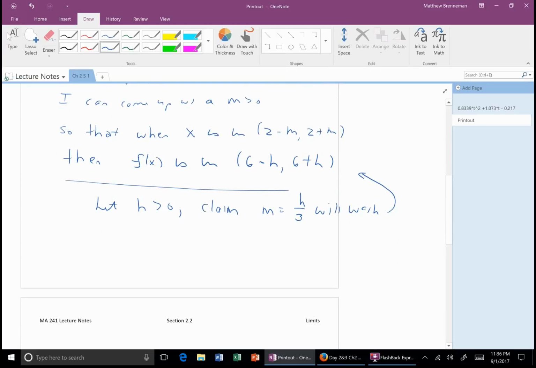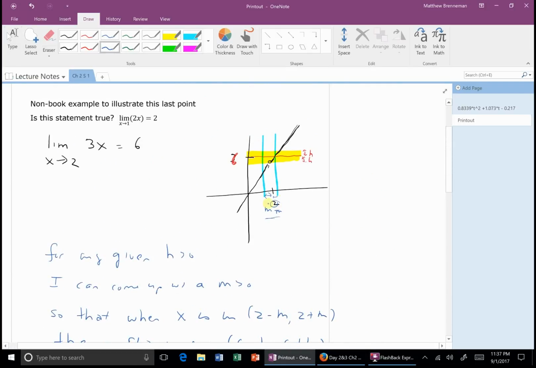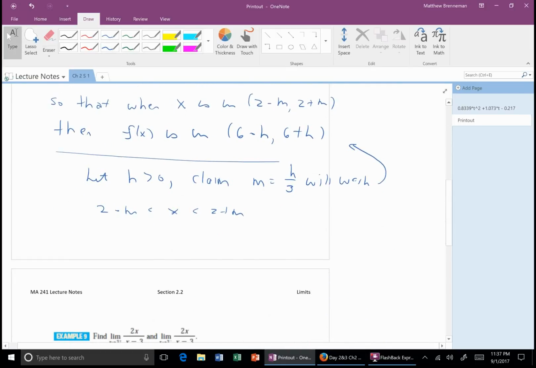So suppose I'm in this m band, okay? What does it mean? Well, it means that 2 minus m is less than x is less than 2 plus m, right? That's what it means to be in this m band right here. And now I'm going to substitute in this h over 3. So this means that 2 minus h over 3 is less than x is less than 2 plus h over 3. And now I'm going to multiply the entire inequality through by 3.